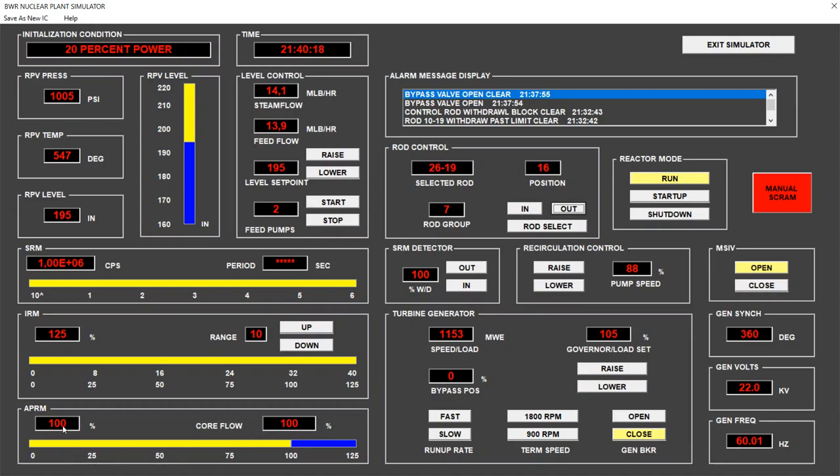If it was the contrary and we reached first the thermal 100%, then we'd need to adjust the pump also by moving control rods, but in this case we'd insert rods in order to get the two at 100%. And now all the panel is showing the nominal values. So we have the reactor pressure vessel at 1005 psi. We have the temperature at 547 degrees Fahrenheit. We have all the power and the flow at 100% nominal, and we have the nominal electrical output of this nuclear power plant, which is 1,153 megawatts of electricity.